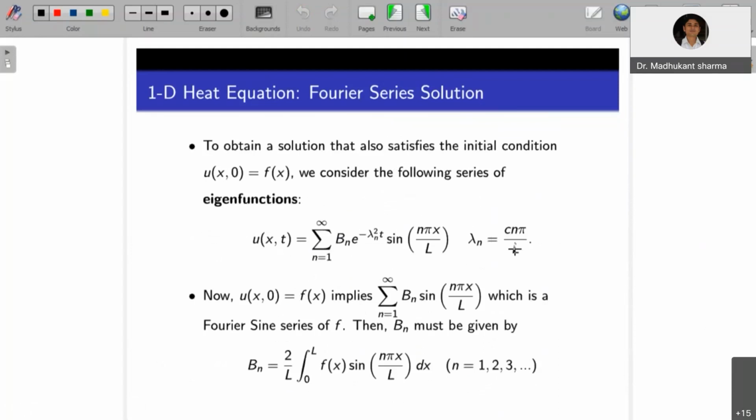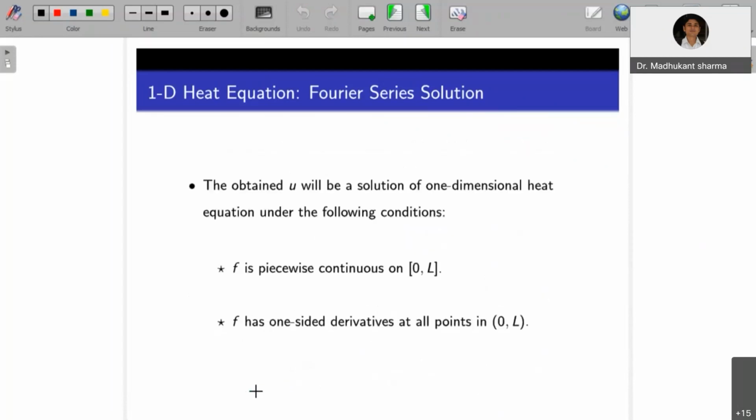So yeah, I hope you have seen yesterday the following Fourier series solution, where Bn is nothing but again the Fourier sine series coefficient of this. And Bn will have again the same formula. Right, so I think this has been discussed, so I'm not going through it.